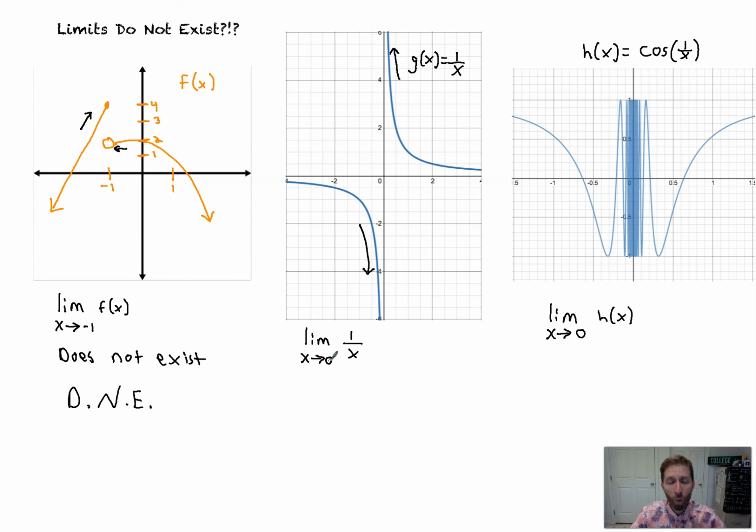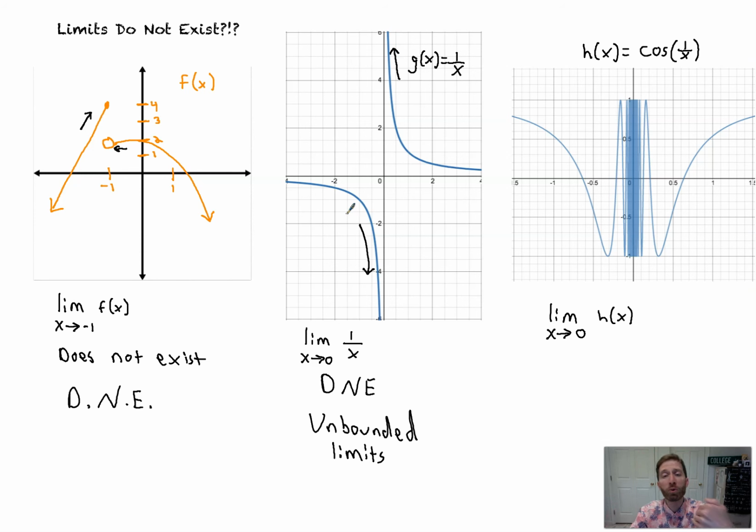So, for one reason, we can say the limit DNE, or does not exist, is because the limit from the left does not equal the limit from the right. For the same reason here, we don't approach the same y value. Or you could also say that we have unbounded limits. We are going down to negative infinity as we come from the left, and as we approach from the right side, we're going up to positive infinity.